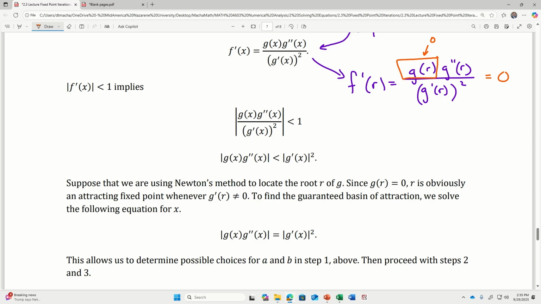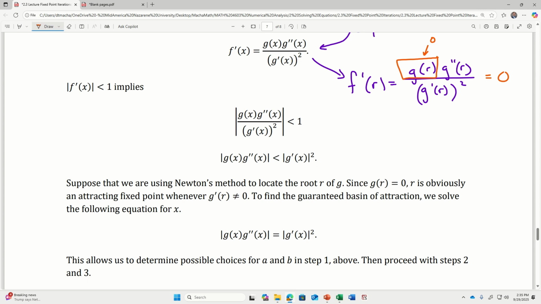It may still be the case that when the derivative g prime is equal to 0, it's an attracting fixed point. But in this case, you'd have a 0 over 0. It would be indeterminate. You wouldn't really know.